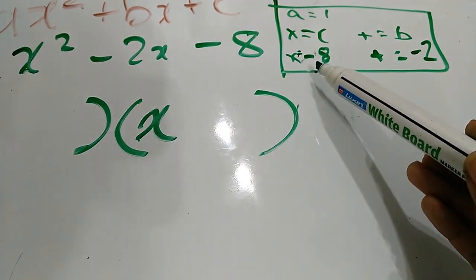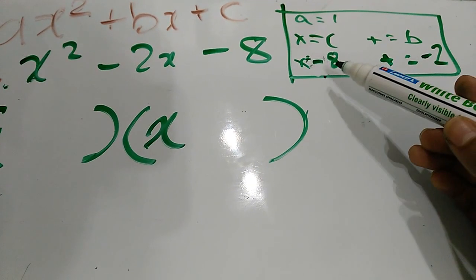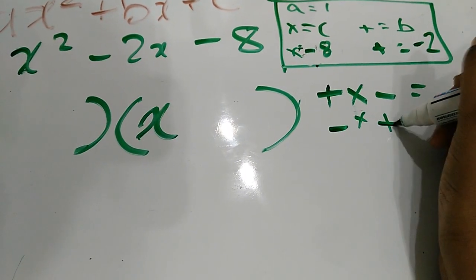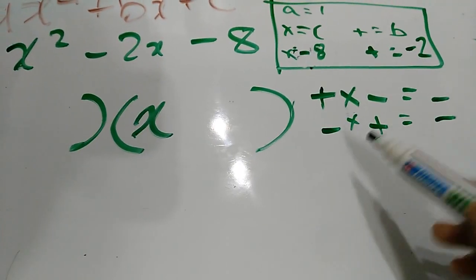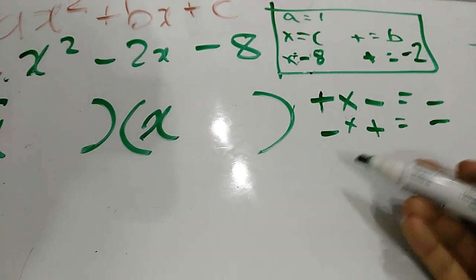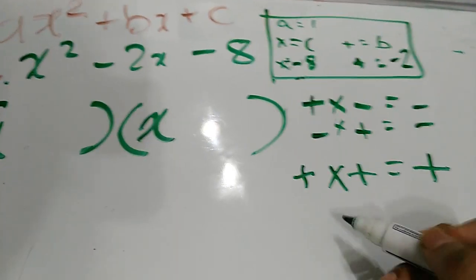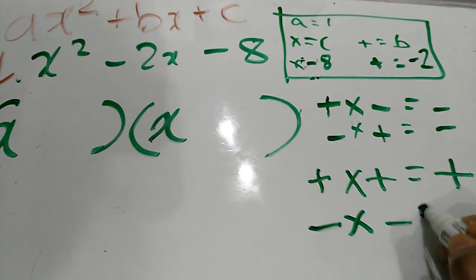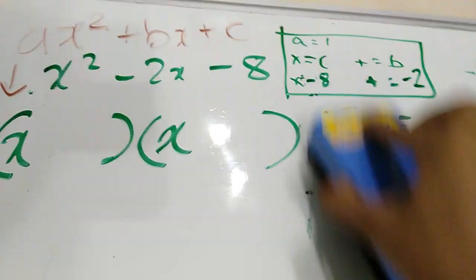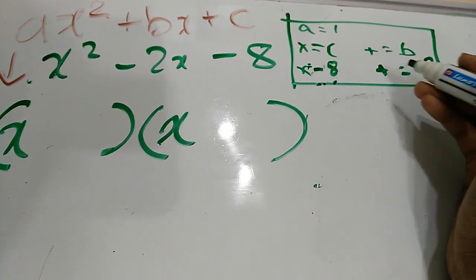I'm timesing two numbers to give me a negative. So the only possible combination of numbers that can give me a negative when I times them is a positive times a negative, or a negative times a positive. Either way, one number in here has to be positive and one has to be negative. They can't both be positive because a positive times a positive gives me a positive, and -8 is not a positive, and a negative times a negative also gives me a positive, and -8 is not a positive. So I am looking for a positive number and a negative number. So what can times to give me -8?